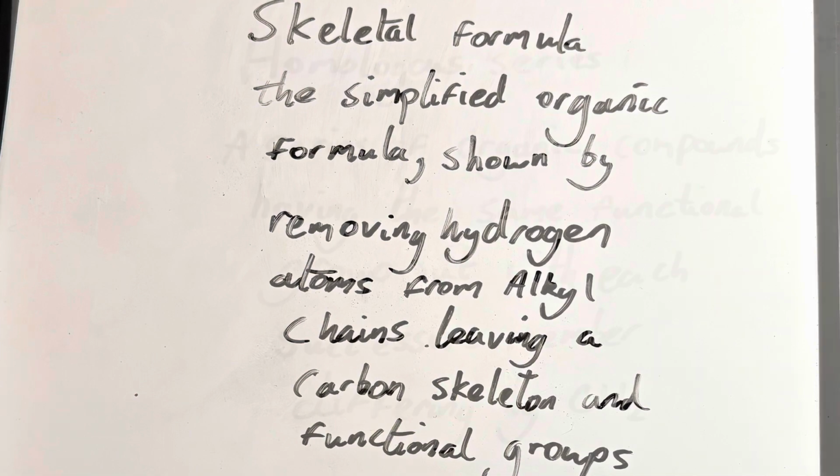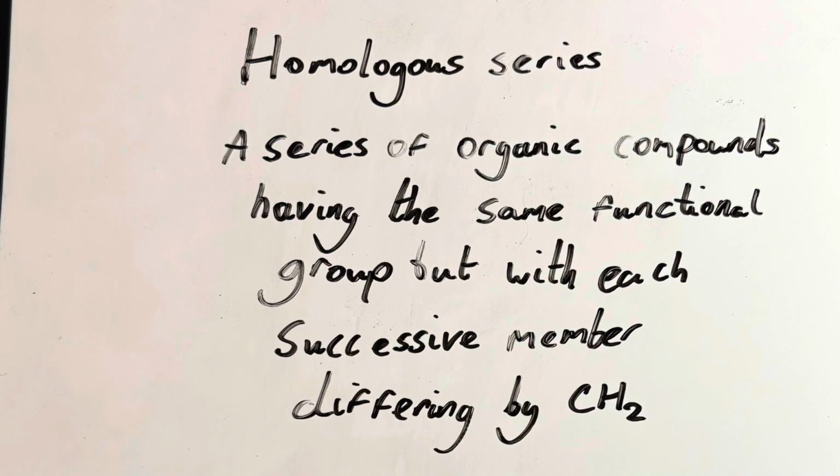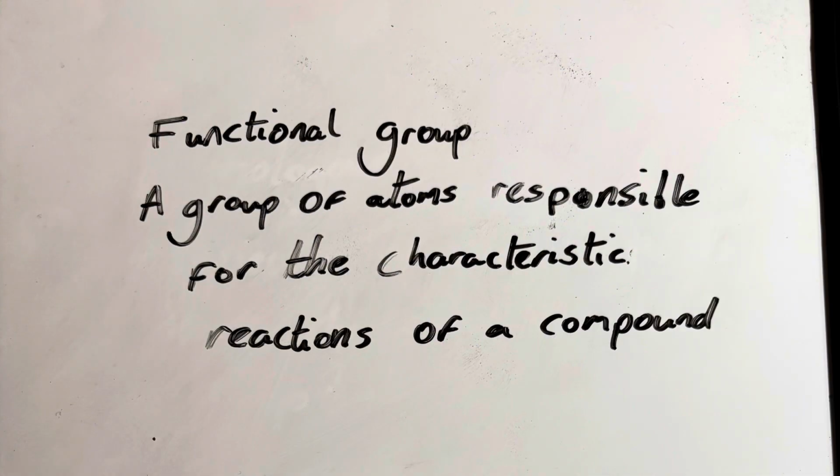things like that. Now, a homologous series is a series of organic compounds that have the same functional group, but each successive member differs by CH2. And a functional group is a group of atoms responsible for the characteristic reactions of a compound.